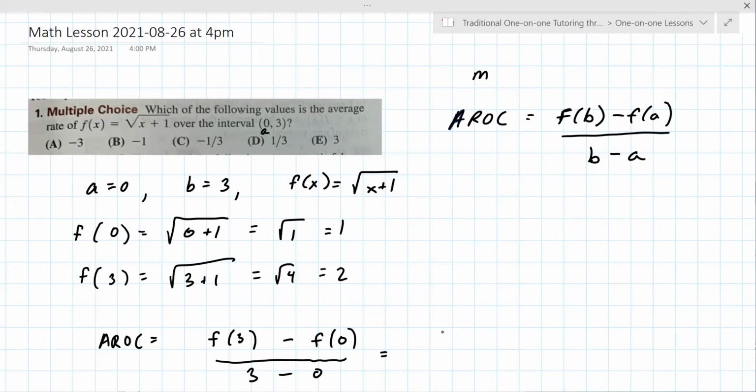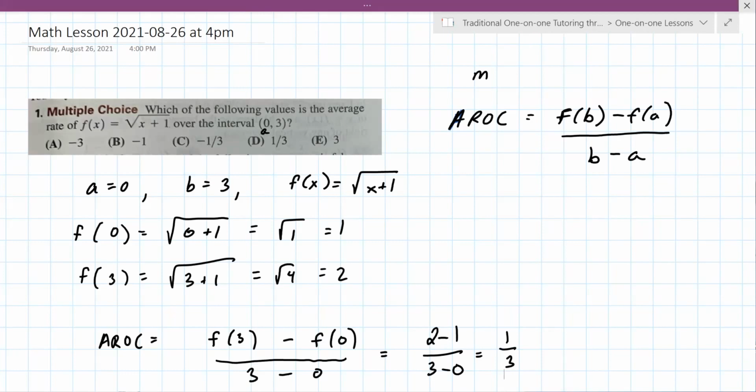So that's 2 minus 1, those two numbers there, over 3 minus 0, which is 1/3. So D.